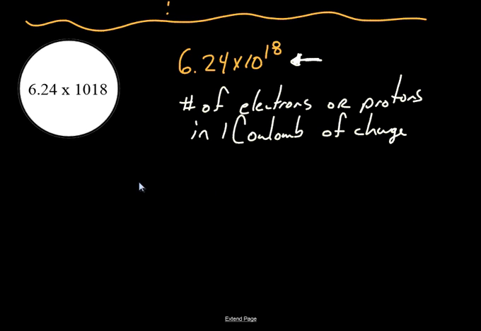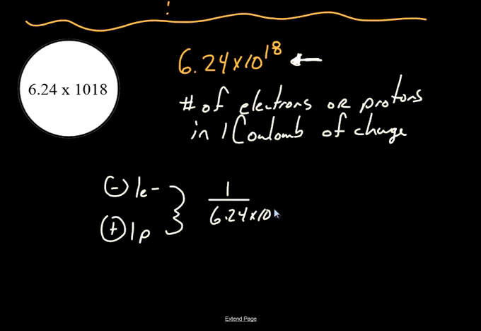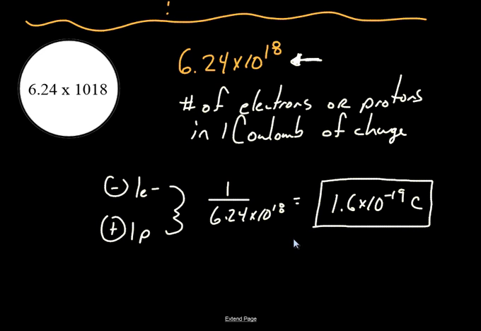What that also means is that one electron or one proton has an individual charge of either negative or positive, because one's negative and one's positive. Either negative or positive 1 over 6.24 times 10 to the 18. This is the number of electrons in a coulomb, so if we want to know the amount of charge in one electron or one proton, we get that value. It should be, I believe, 1.6 times 10 to the negative 19 coulombs. So this is the charge on either an electron or a proton.